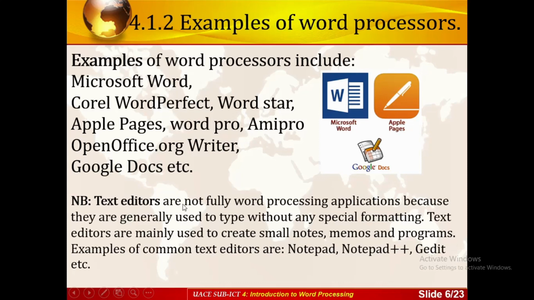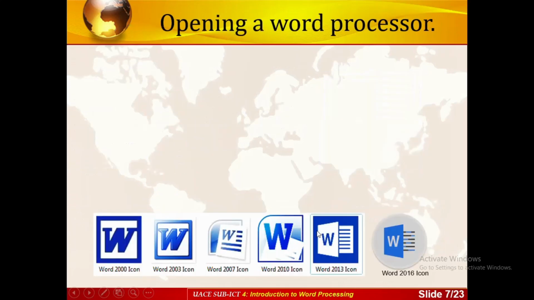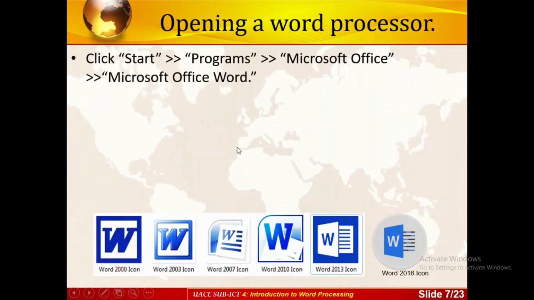Text editors are simpler than word processing applications because they are generally used to type without any special formatting. Text editors are mainly used to create small notes, memos, and programs. For example, we have Notepad, Notepad++, Git, etc. So many others. How do we open word processing?